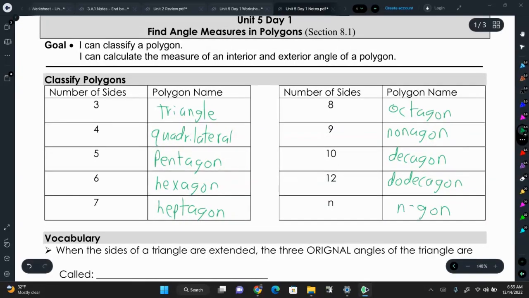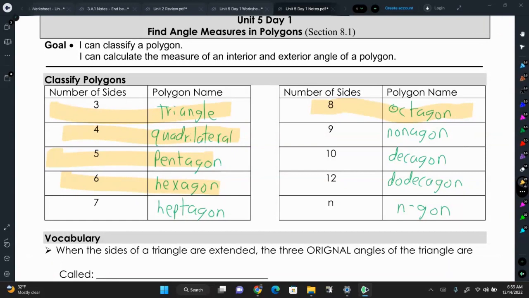So, for example, an 11-sided figure, yes, there's a special name for it, but we're just going to call it an 11-gon. Now, of these, the ones that you should really know are an octagon, hexagon, pentagon, quadrilateral, and you already know triangle. So these are the major ones that you should know.